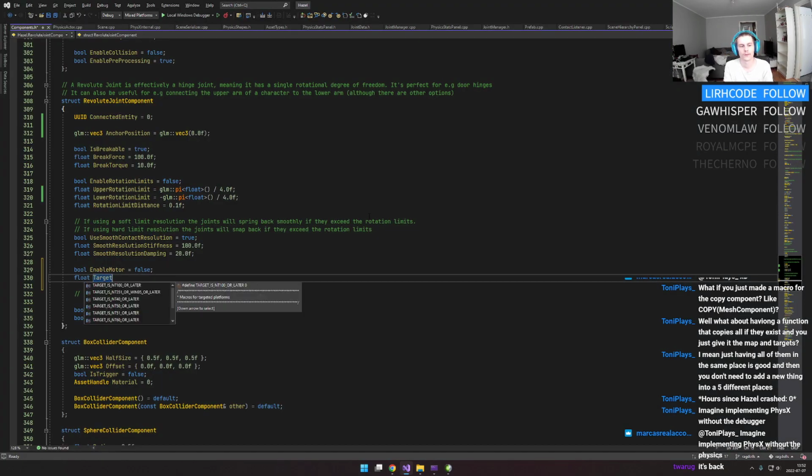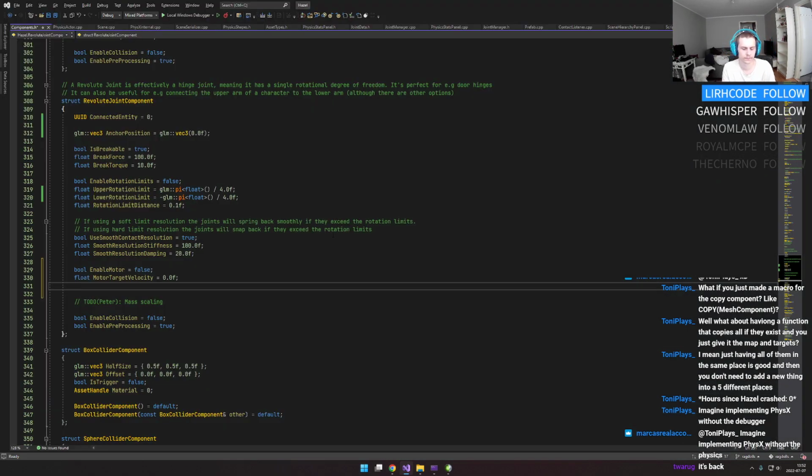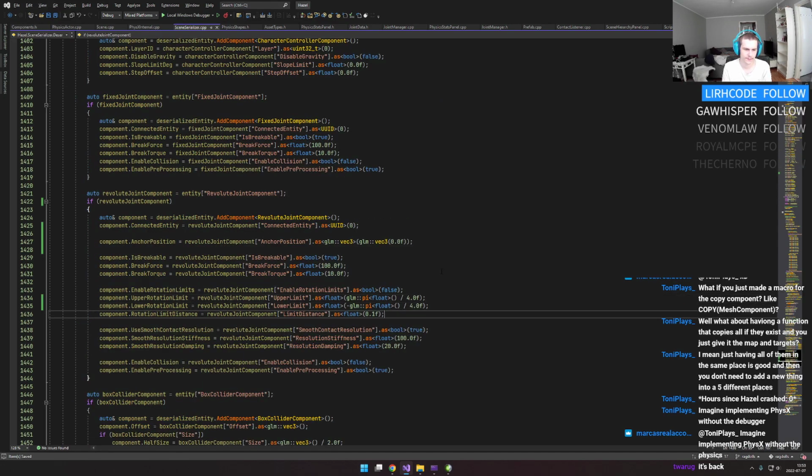Motor target velocity. We can also say drive limits are forces. Sure, let's go with that. Let's serialize that.